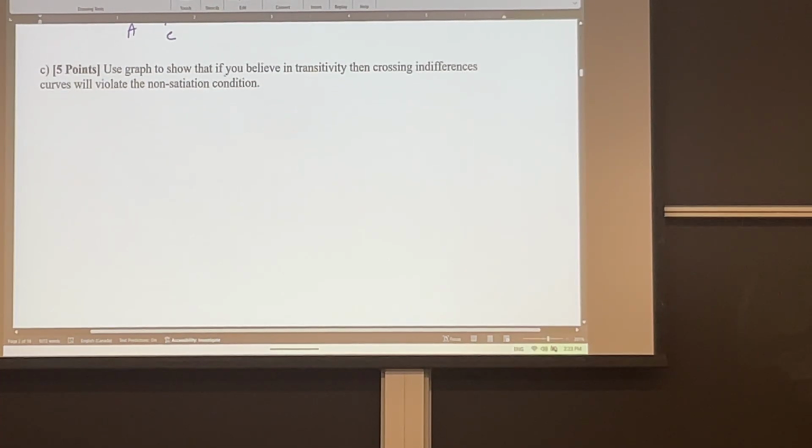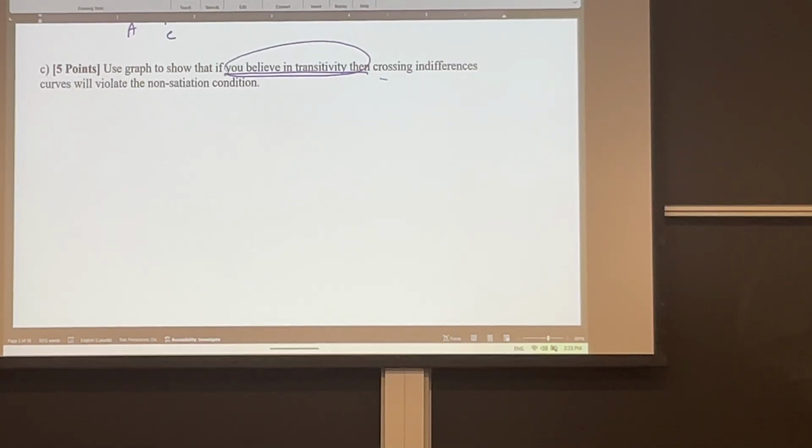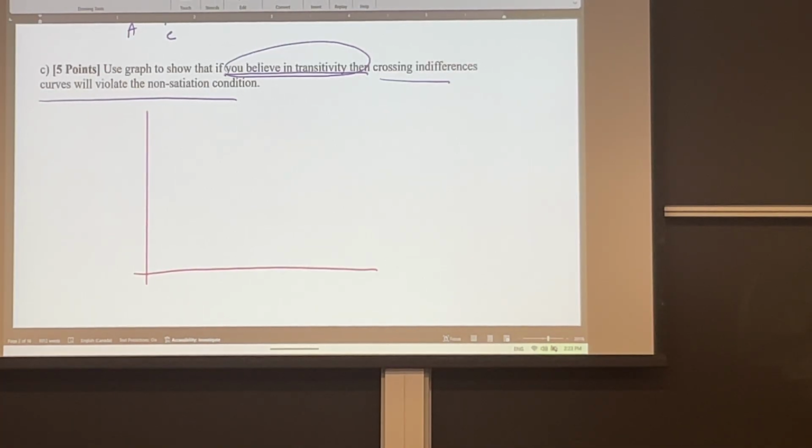Suppose someone believes in transitivity. Okay, so that is believed in. Then show that a crossing indifference map will violate non-satiation. That is a crossing indifference map.